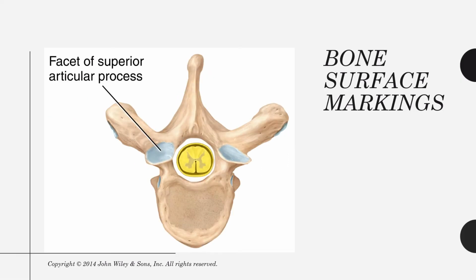A facet is going to be a smooth, flat, slightly concave surface. So that's an important part, slightly concave surface that you can see really well here in the vertebrae at this facet of the superior articular process. So these are usually articulation points, or points where other bones will come into contact with them.